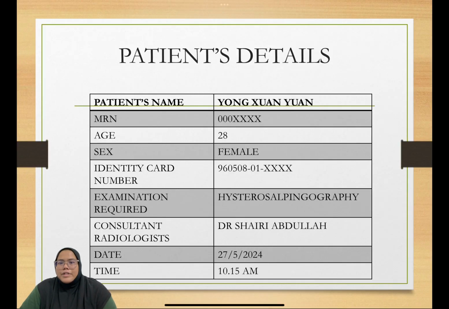This is the patient details. The patient name is Yong Zuan Yuan. She is 28 years old, and she wants to do the procedure hysterosalpingography, and the consultant radiologist is Dr. Sherry Abdullah.